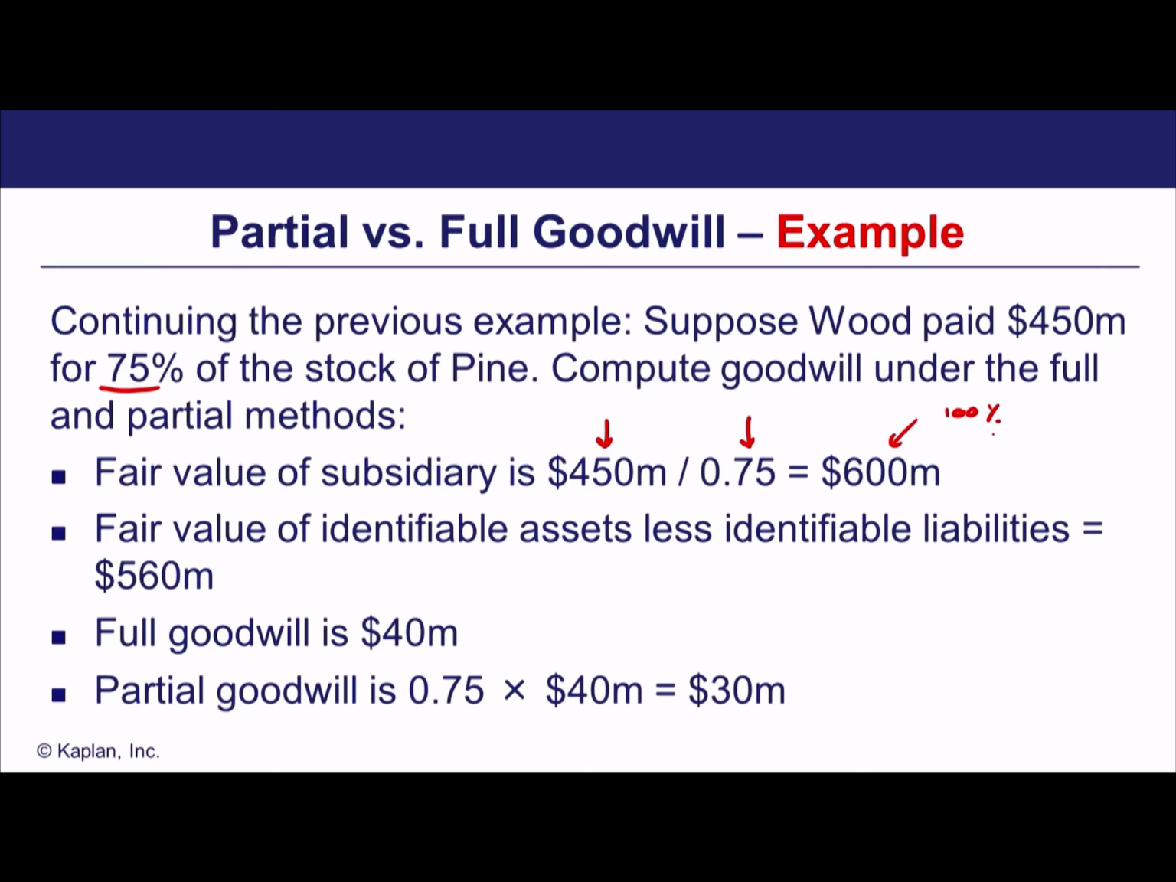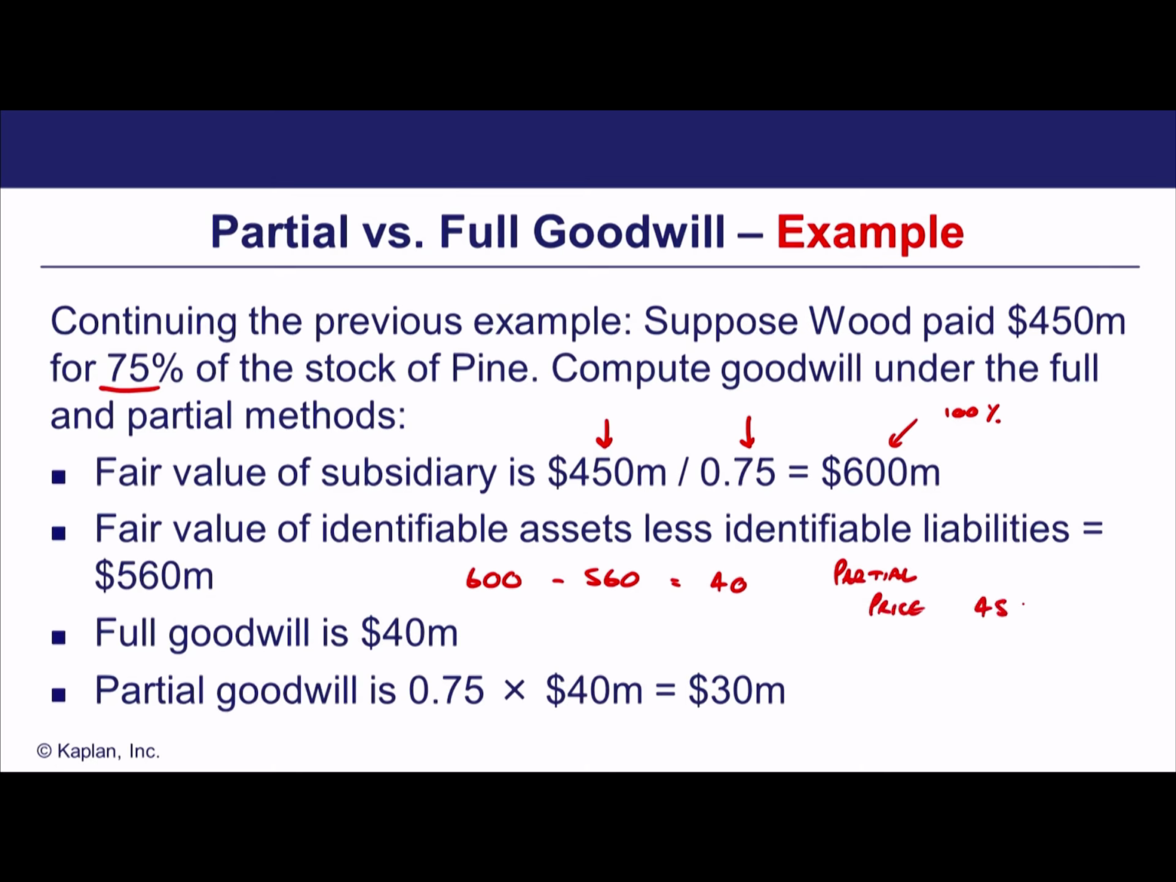We've also been given the fair value of the identifiable net assets, in other words, identifiable assets minus identifiable liabilities, and that was 560. Okay, so full goodwill, of course, therefore, is 600 minus 560, and that gives us 40. But remember, with partial goodwill, what we're going to do is look at purchase price.